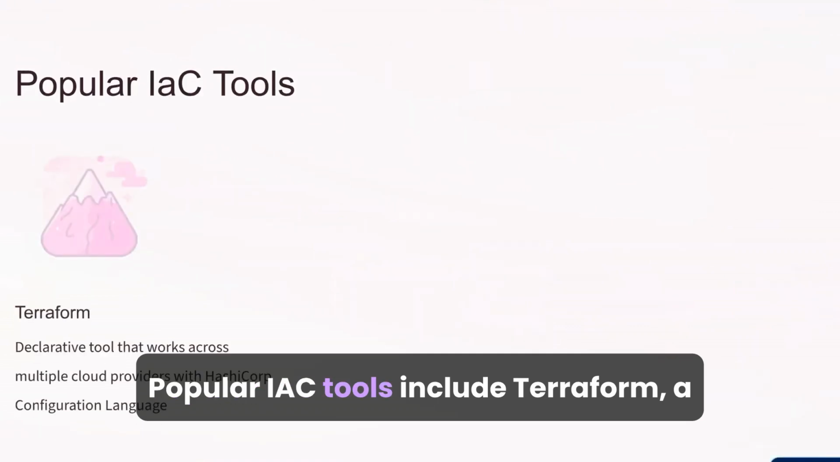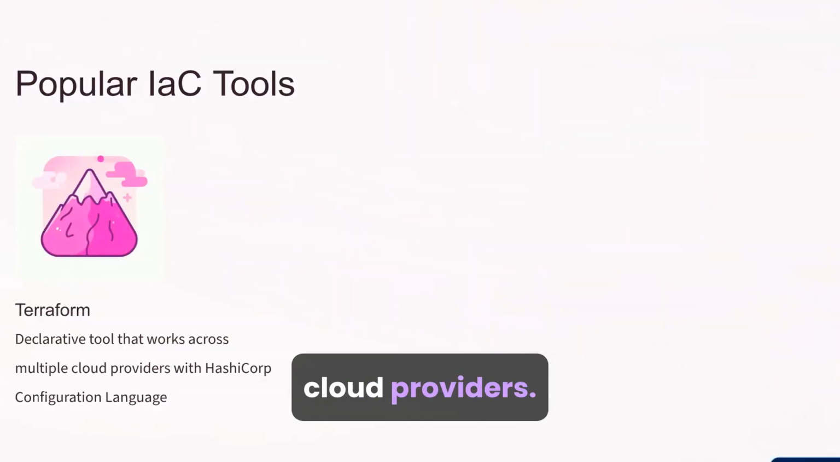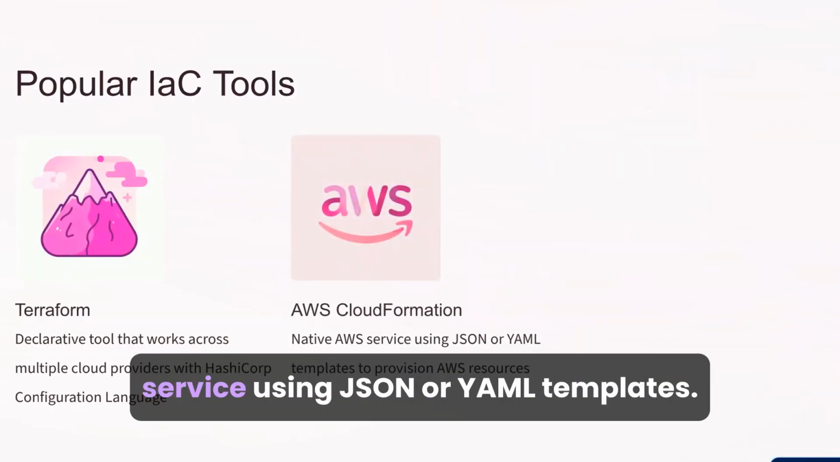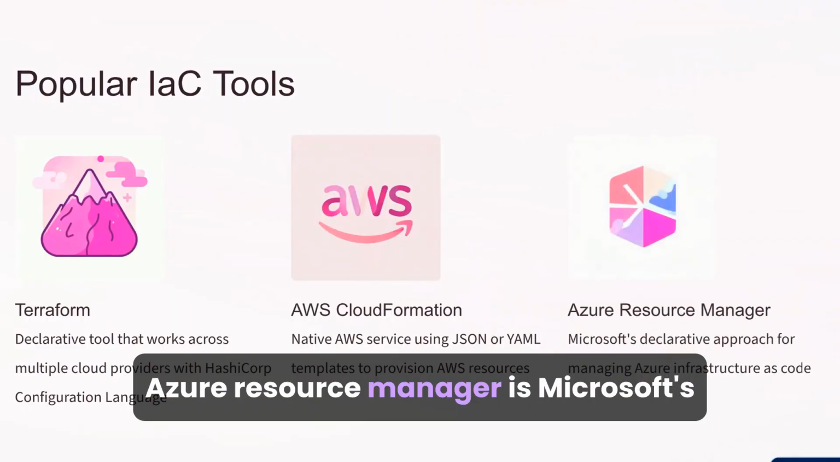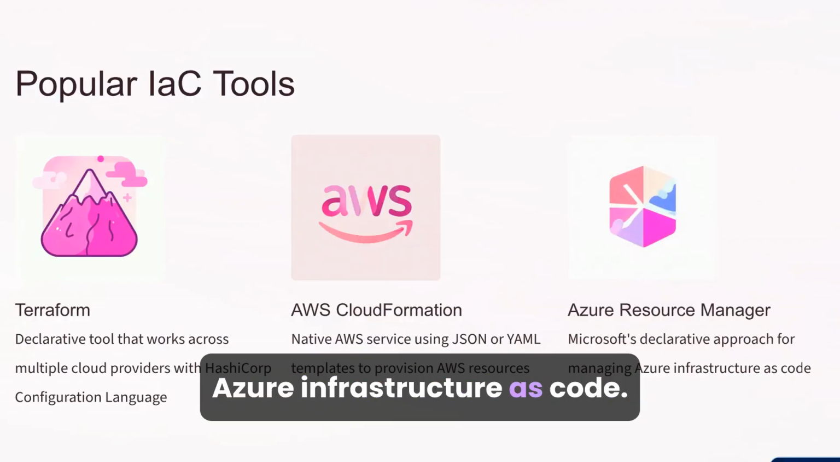Popular IaC tools include Terraform, a declarative tool working across multiple cloud providers. AWS CloudFormation is a native AWS service using JSON or YAML templates. Azure Resource Manager is Microsoft's declarative approach for managing Azure infrastructure as code.